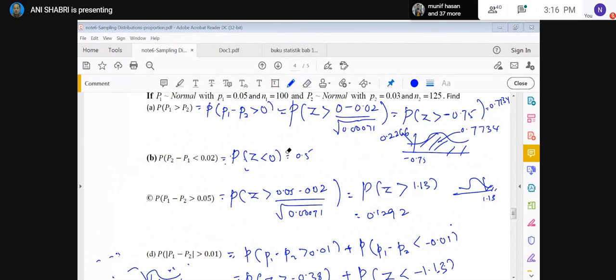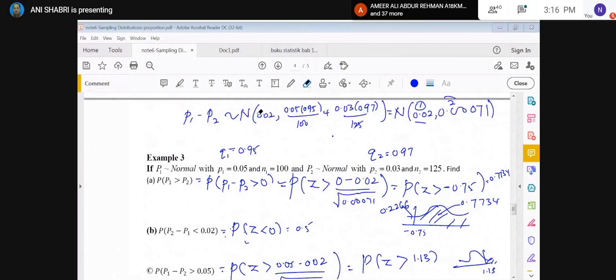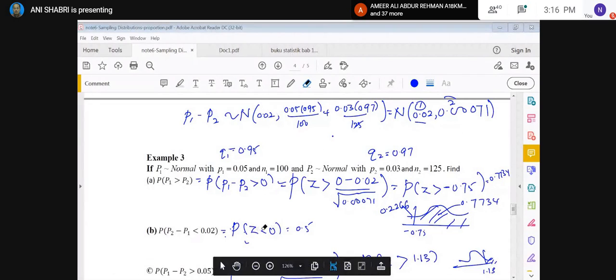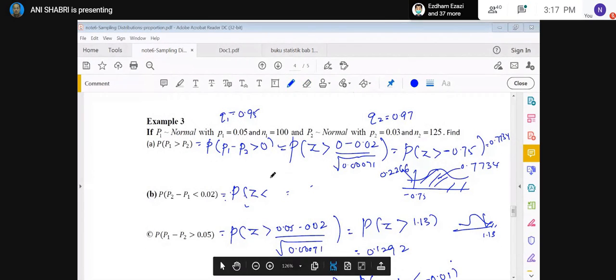Okay, Muhammad Faik do mistake because look at this one is P2 minus P1. This one is P2 minus P1. This one is negative 0.02. Not this one, this one is wrong. Okay, it is equal 0.